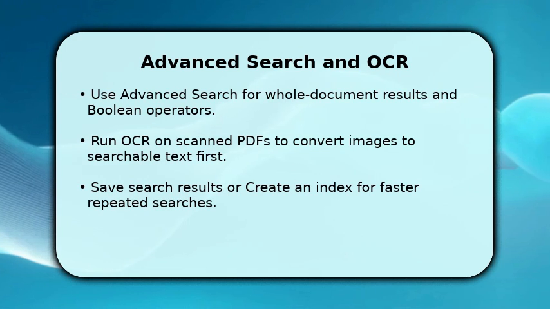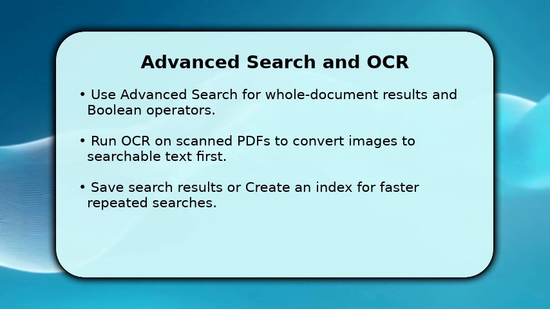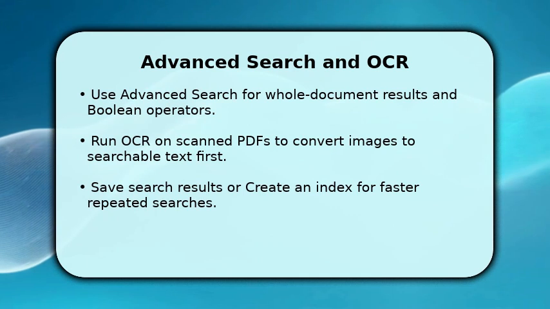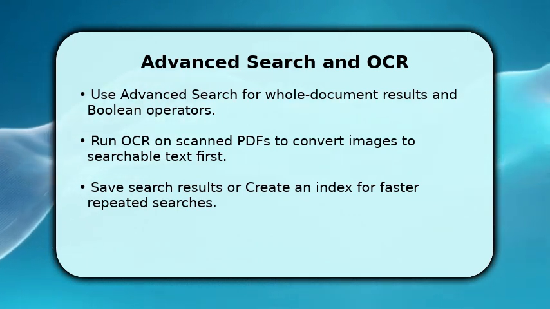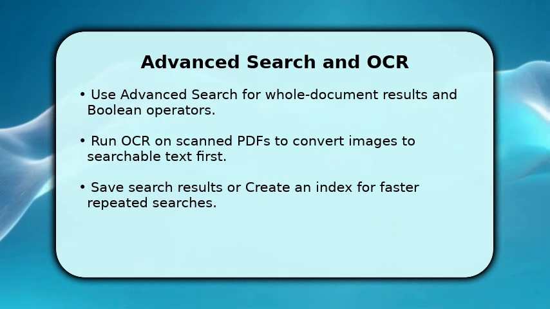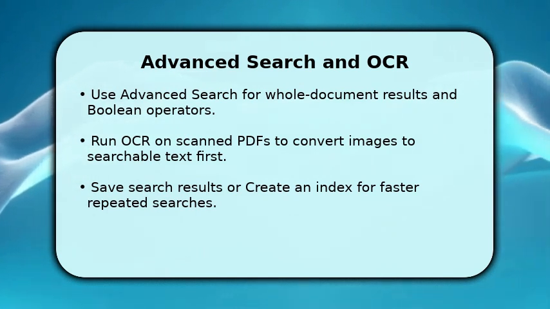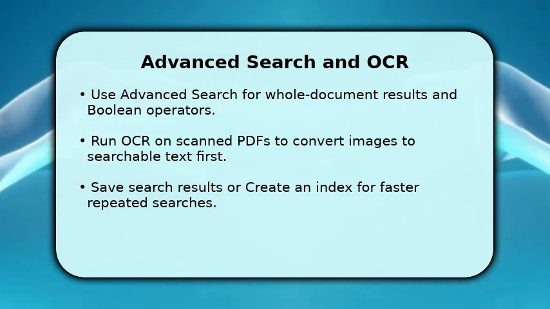If the PDF is a scanned image, run OCR first to convert images into searchable text. Most apps label this Recognize Text, or OCR, in the Tools menu. Create a search index for very large libraries to speed future queries. Save or export search results when your workflow requires review or sharing with others.